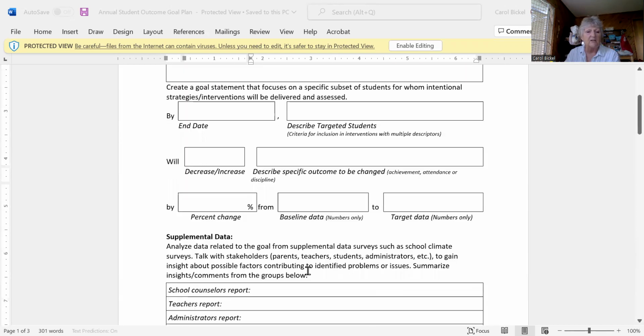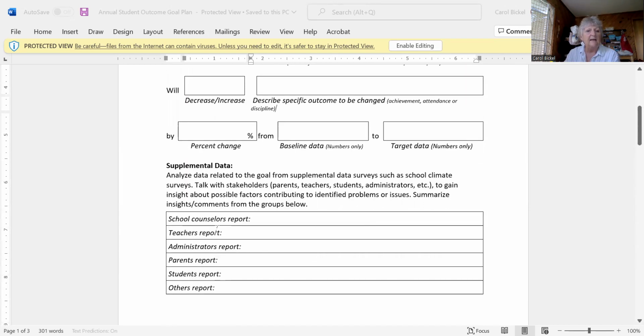The next section is the supplemental data. And this is where I told you you could go and look at the reasons why the data might have been influenced. For example, COVID may have been, and the school counselor can report that, parents report, could be a number of different reasons why the data has been influenced.